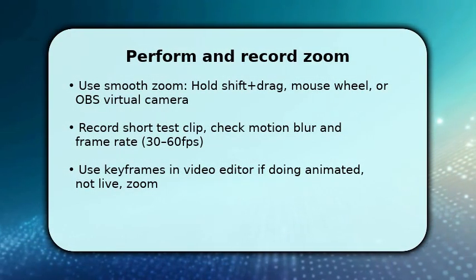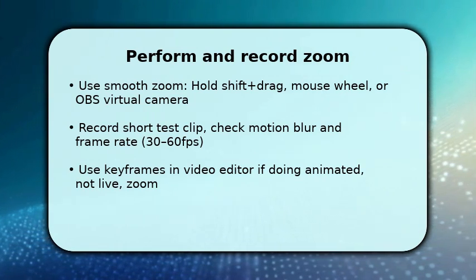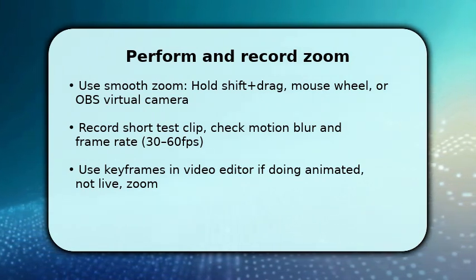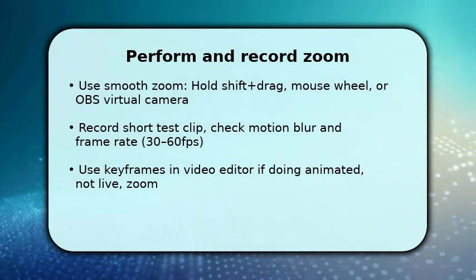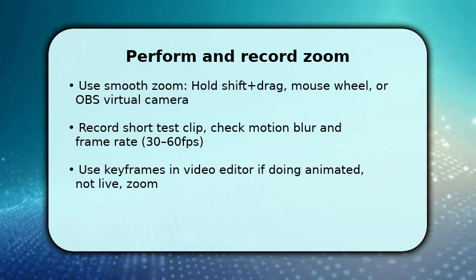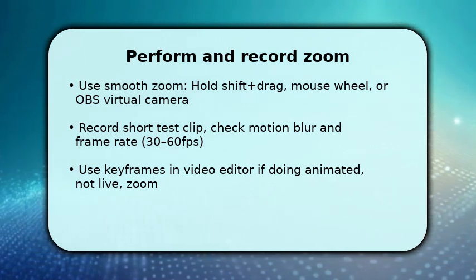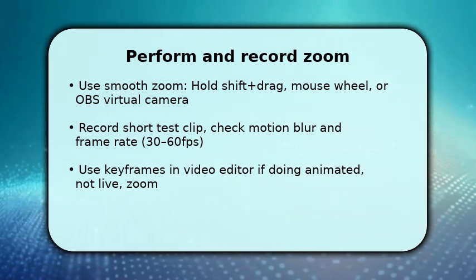Now perform the actual zoom while recording. Zoom steadily using the mouse wheel or a smooth scroll script so frames interpolate cleanly. If using OBS, record at 30 to 60 frames per second and enable browser source if automating the pan and zoom. This reduces stutter. Record a 10-second test and review for jitter. Adjust sensitivity and repeat until smooth.